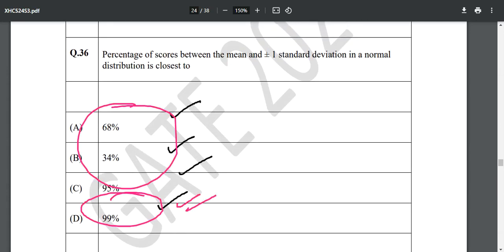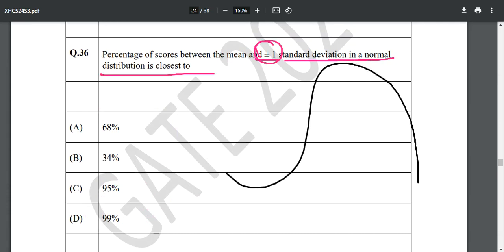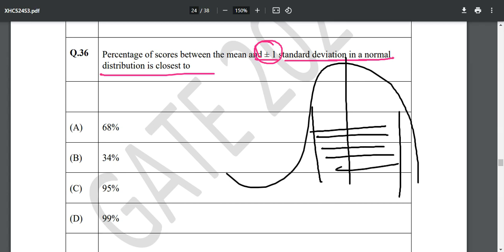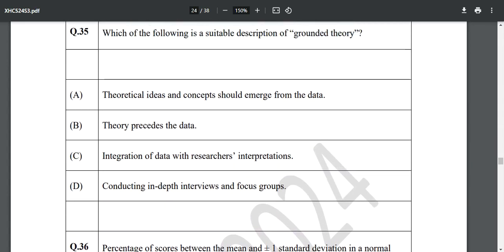Moving ahead, question number 36. The percentage of scores between the mean and plus minus 1 standard deviation in a normal distribution is closest to, we are having this, this, and this. Whatever data lies over here is about 68%, since each side is 34 point something. So closest to 68%, not 34. If it had been plus 1, then we would have clicked on 34, but it is asking about plus minus 1, so we have this as the answer.